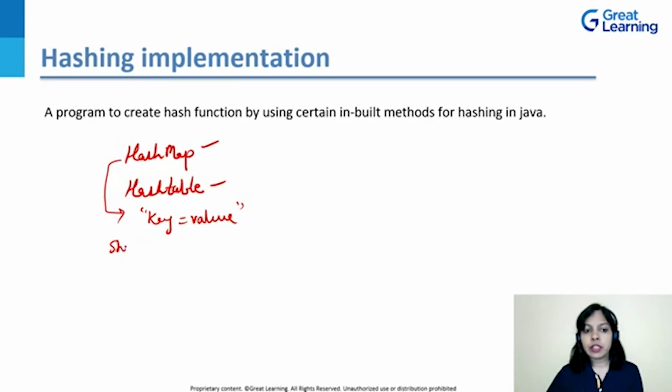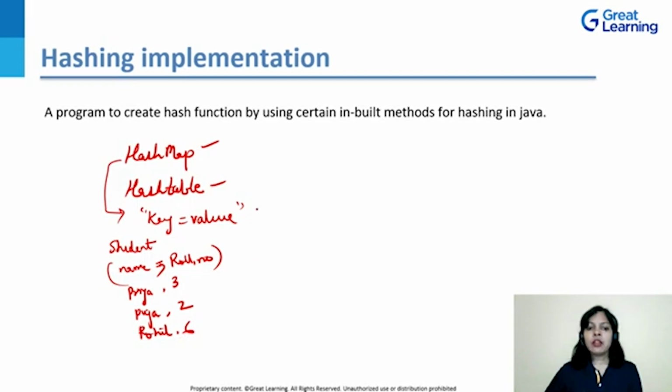Taking the example of student data. Every student will have a name, and that student will have a roll number as well. So every name of a student is associated with a roll number. Let's take a few examples. For example, Priya is a name, and the roll number of student Priya is 3. Pooja is another student, and the roll number of Pooja is 2. Then Rohit is another student whose roll number is, suppose, 6. Now, how does hashing work here?